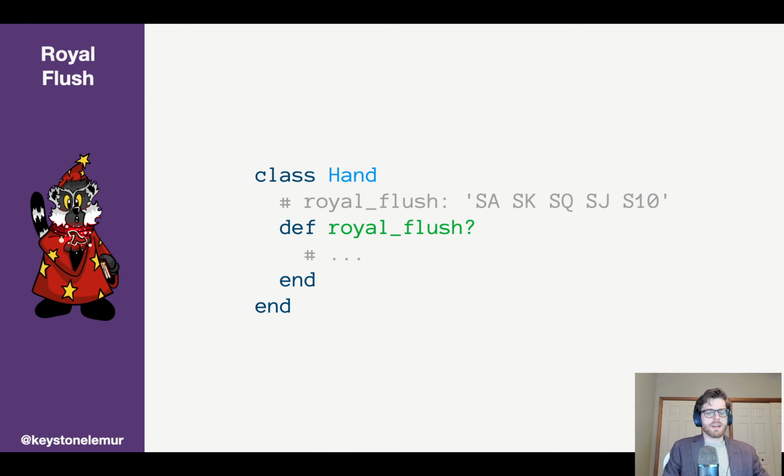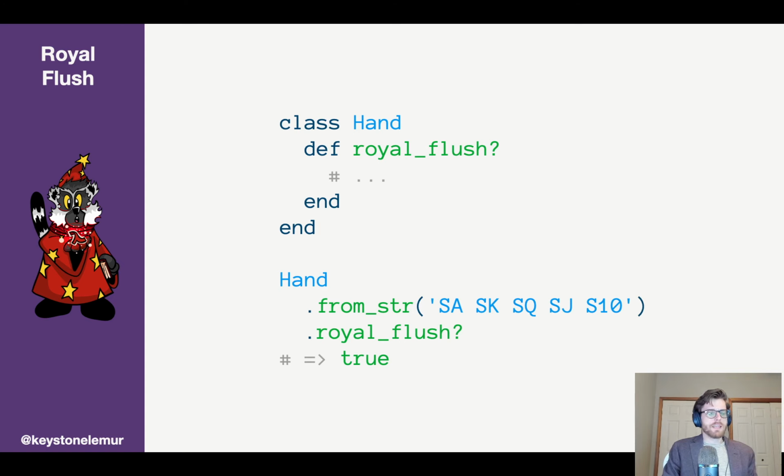Now, let's test that out. Testing it against our string, we find out that that is indeed a royal flush, and you can test this yourself using some of the example code.